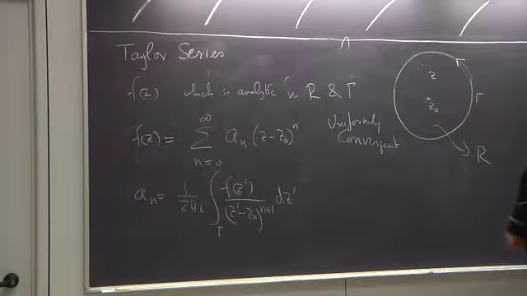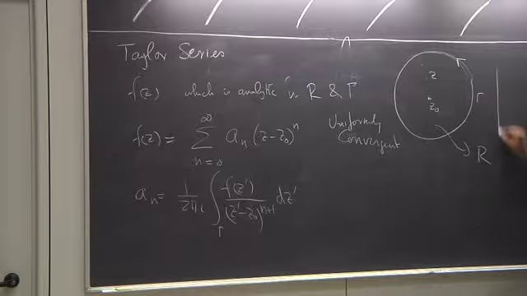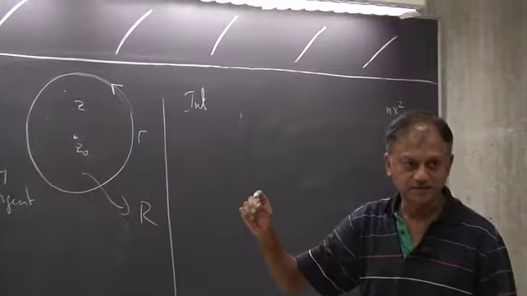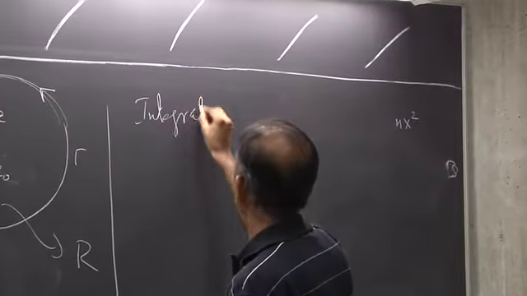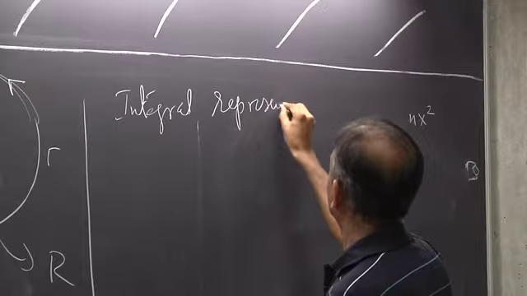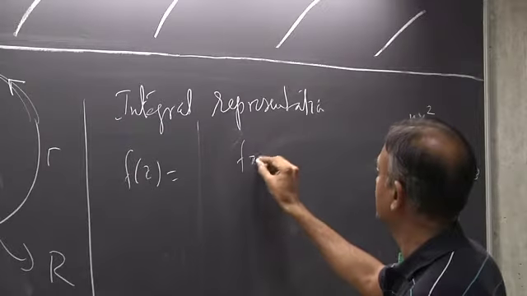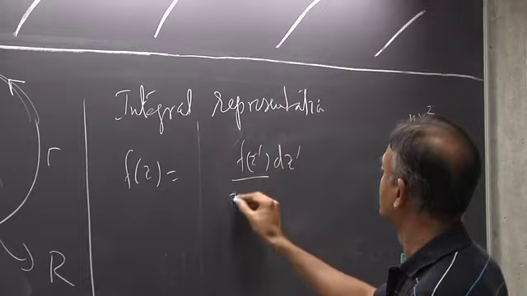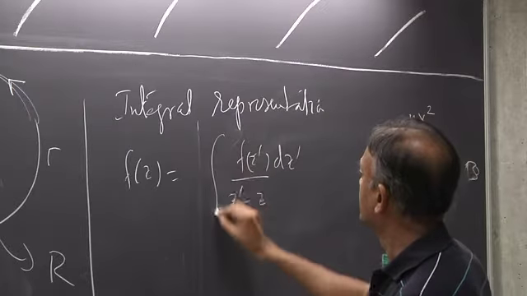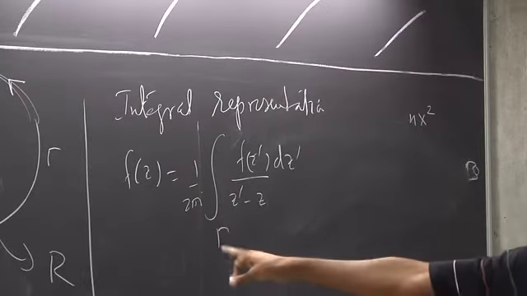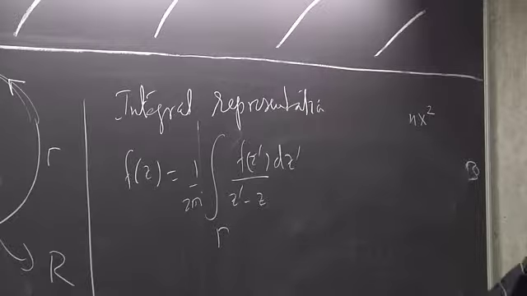So, how do you prove that? The proof starts from the integral representation. Remember, that was the Cauchy integral representation for a function f of z. The integral representation was f of z equal to 1 over 2 pi i times the integral over gamma of f of z prime dz prime over z prime minus z. We already saw this integral representation two or three lectures back.